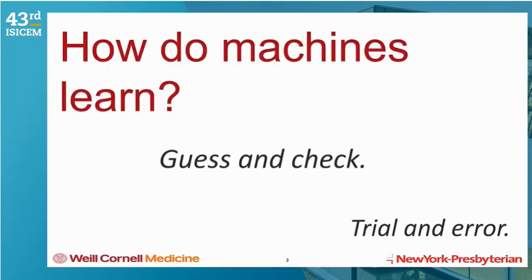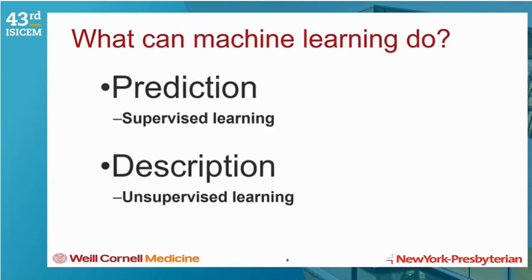So how do machines learn? That's the most basic principle that we can get to. It's basically they guess, and then they see how good their guess was. Trial and error is the only way that machines can learn. Okay, and what can they do? They can predict, otherwise known as supervised learning, and they can describe, also known as unsupervised learning.